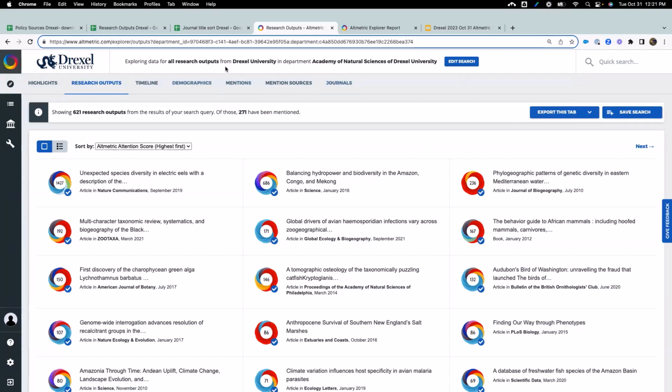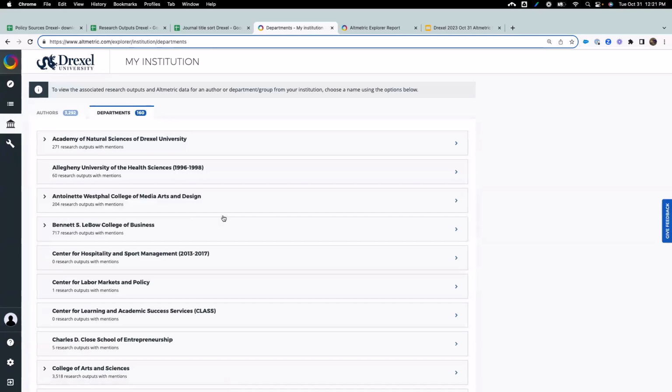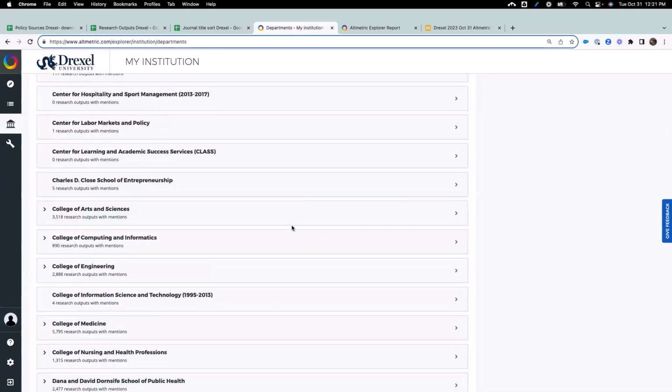So at this point, we are looking at all the research outputs from Drexel in the department, the Academy of Natural Sciences at Drexel University. So whatever way that we pick a filter, pick a different department, it's always going to be reflected in our different search queries. And then you can export, you can adjust the query however you want to do that.